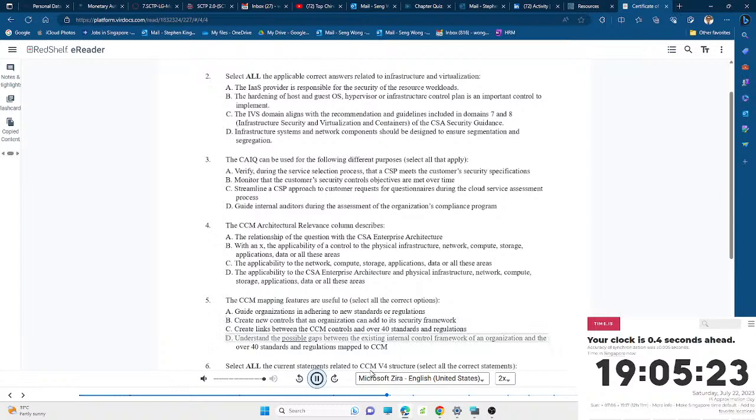D. Understand the possible gaps between the existing internal control framework of an organization and the over 40 standards and regulations mapped to CCM. 6. Select all the current statements related to CCM V4 structure. Select all the correct statements.